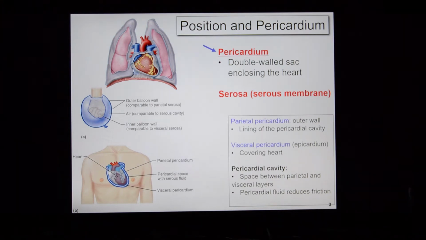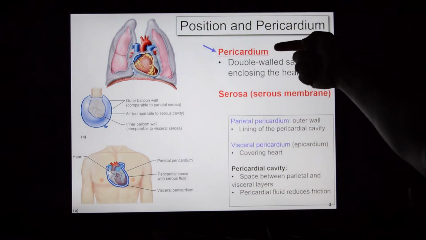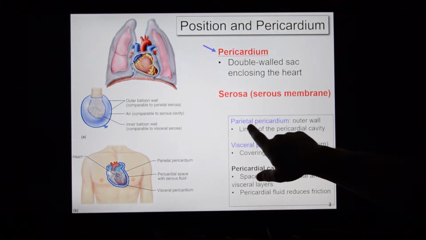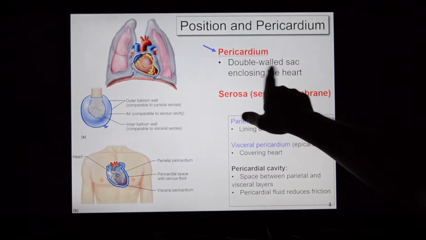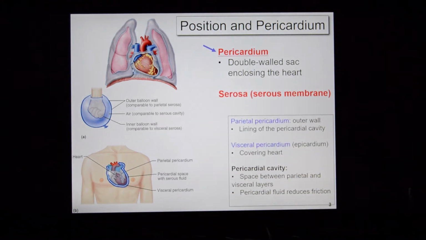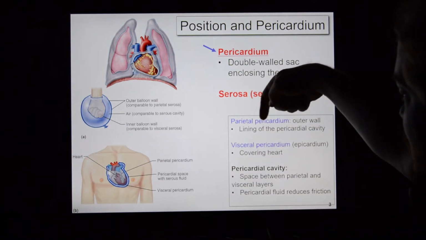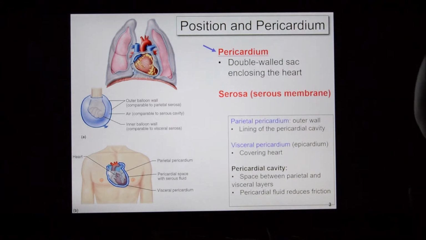Your heart has what's called a serosa, or a serous membrane, called the parietal and visceral pericardia. Parietal and visceral pericardium. The pericardium is a double-walled sac enclosing the heart. It is a serous membrane, or a serosa. What I want you to know is it's a two-part system. One's called the parietal pericardium, the other's called the visceral pericardium.